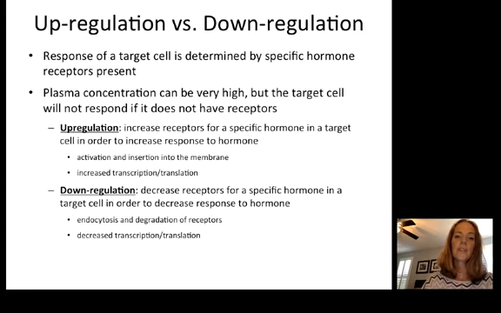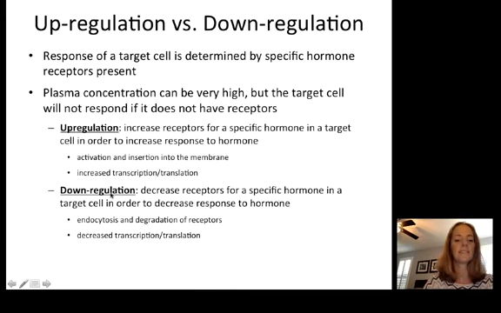So first, let's talk about upregulation versus downregulation of receptors. Usually this happens when you have chronic levels of a hormone, and just like the nervous system ignores signals that are present all the time, the endocrine system will begin to respond less to hormone signals that are there all the time. So that would be downregulation. We have chronically high levels of a hormone, and the cell will then start to decrease receptors for that hormone so it doesn't respond as much.